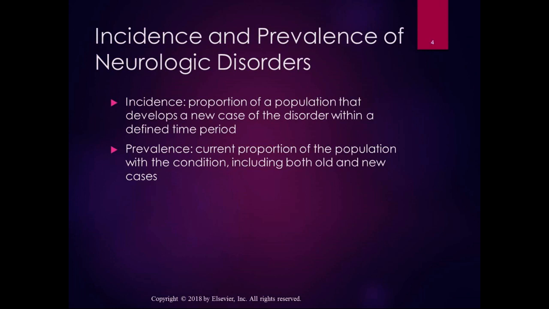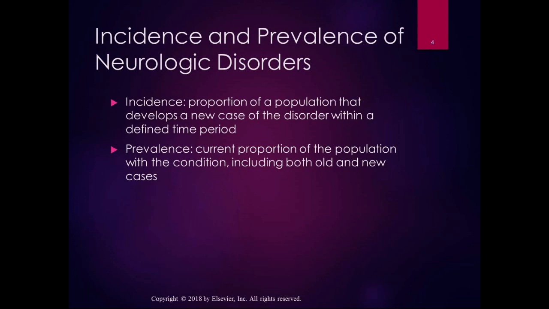The incidence is the proportion of a population that develops a new case of the disorder within a defined time period. It's typically reported per 100,000 people. So the example that's given in the book is that they asked 40 adults who developed a new dental cavity in the past year. Only 1 new case was reported out of 40. So they extrapolate that to indicate an incidence of 2,500 per 100,000. So 1 out of 40, and they extrapolate to 100,000.